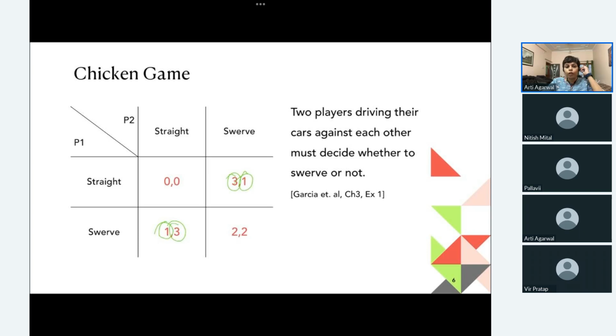So for example, if you're sure that the guy is going to go straight, you will definitely swerve, right? Or if you're sure that the guy is going to swerve, you will definitely go straight. That's what the Nash equilibrium tells you, right? If the other guy is going to swerve, I will go straight. But what happens in a scenario where you don't know the probability of the other person's actions? In those kinds of situations, we switch to something called a mixed strategy.